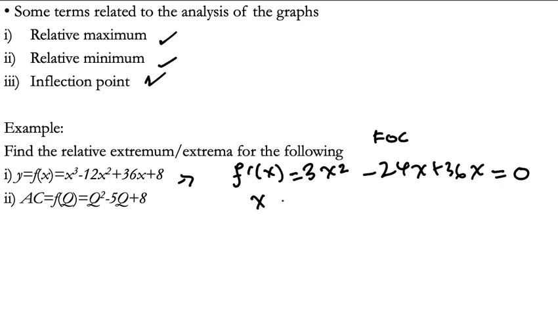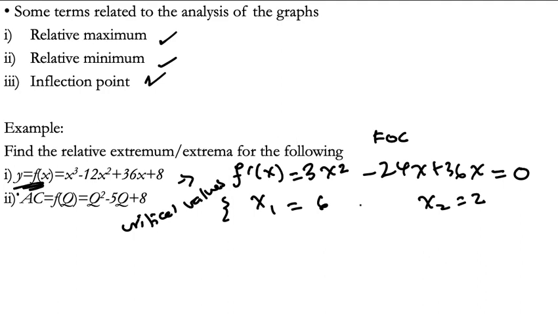Okay, so we have x1 equal to 6, and then x2 equal to 2. So these two are basically critical values, where f prime of c equals 0. When the slope is equal to 0, this particular curve could be either at the maximum point or minimum point. So whether at x1 equal to 6 or x2 equal to 2 it is a maximum or minimum point, we don't know until we do a certain test.